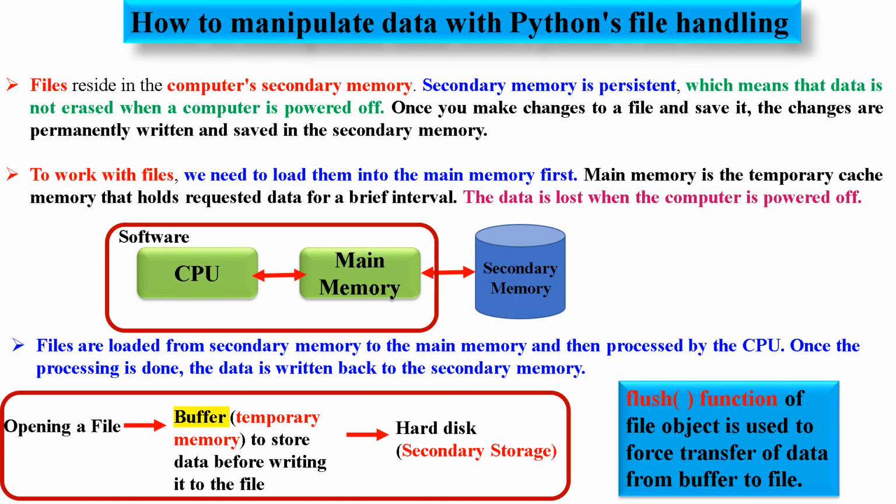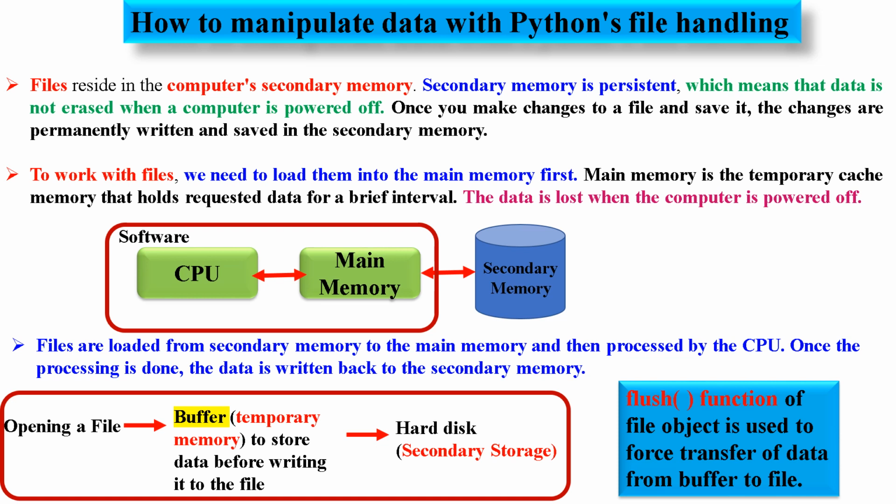Let's learn how to manipulate data with Python's file handling. Files reside in the computer's secondary memory. Secondary memory is persistent, which means that data is not erased when a computer is powered off. Once you make changes to a file and save it, the changes are permanently written and saved in the secondary memory. To work with files, we need to load them into the main memory first. Main memory is the temporary cache memory that holds requested data for a brief interval. The data is lost when the computer is powered off.